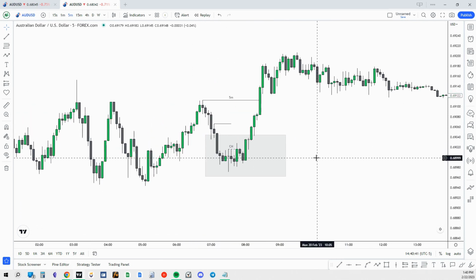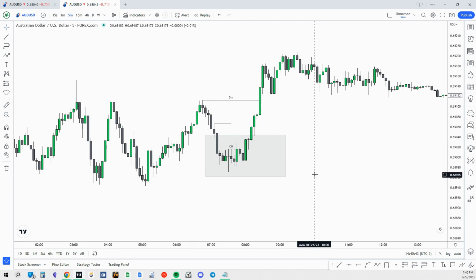And so basically, this is a really complicated, long video saying that a change of character is the lower time frame from what you're looking at changing trend, and it's the earliest sign that the time frame you are looking at is going to have a continuation or a pullback, depending on the direction that you're trading.